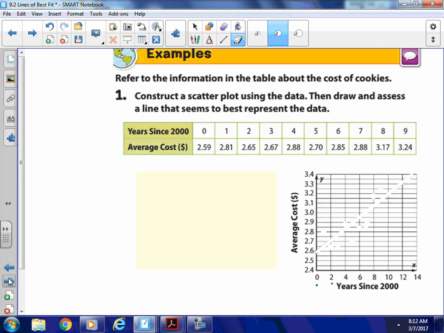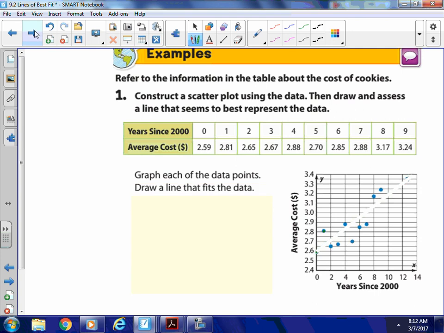Look at the information in the table about the cost of cookies. We'll construct a scatter plot using the data, then draw and assess a line that seems to best represent the data. So imagine your graph has no points plotted. Could you plot those points? Sure you could. When we are at year 0, which is actually the year 2000, it'll be $2.59, which is just below 260. Year 1 would be at 281, so there is no 1 right here, and you're just above the 280. So I know you can get your points in there just fine.